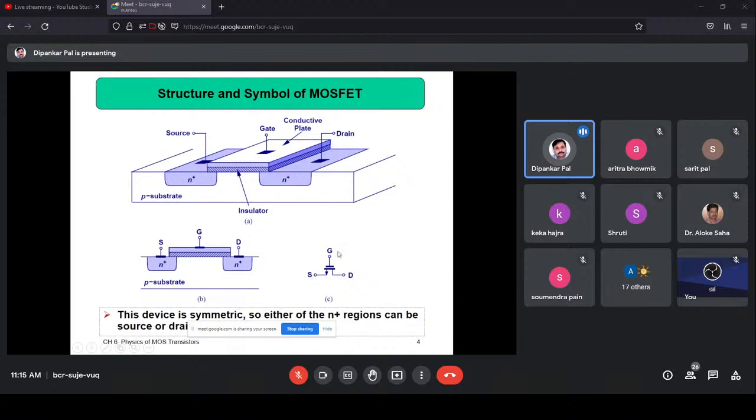Symbolically we show it like this. Source and drain are interchangeable; the source can be the drain and the drain can be the source without much of a problem. Therefore, to identify the source, for an NMOS we have an outgoing arrow, and for a PMOS we have an incoming arrow. That shows the source, and the other is the drain. And we have the third terminal, which is the gate. So this is how the circuit is presented as a symbol.